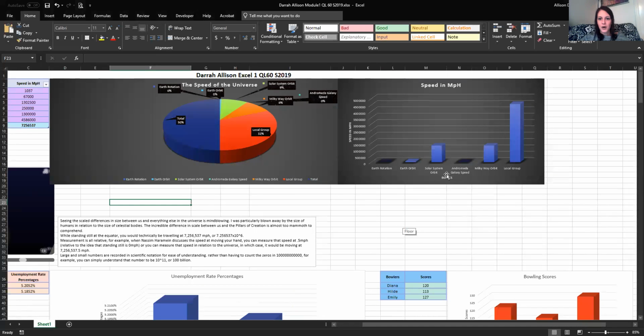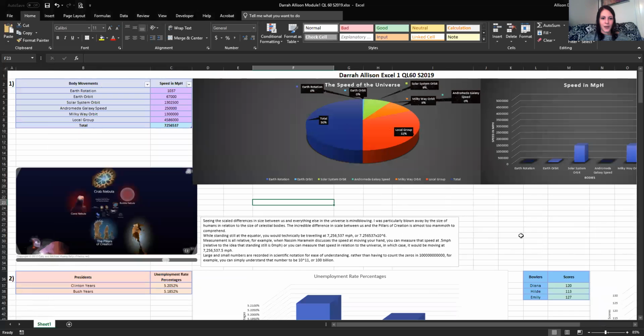So here's my bar graph showing the same information, that the Earth rotation is going at 0. Earth orbit, a little bit faster. Solar system orbit, even faster. Andromeda speed, not that fast. And then the Milky Way orbit, and then the local group going much faster than everything else in comparison.